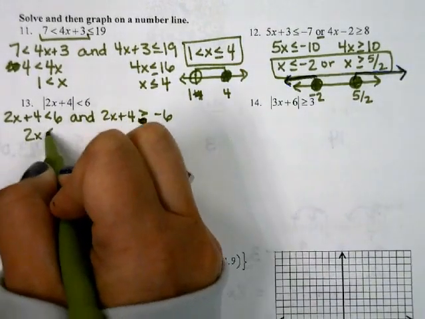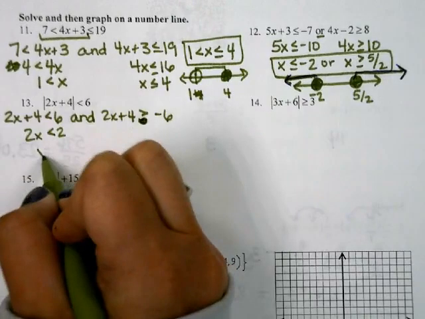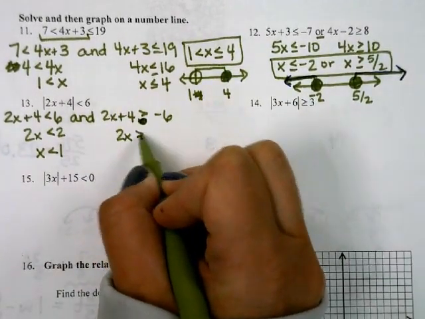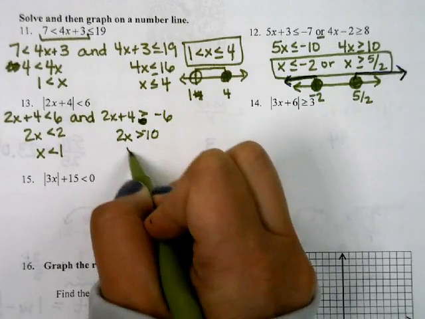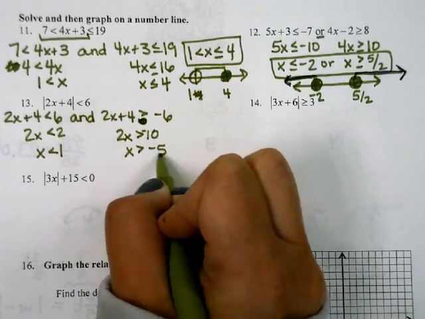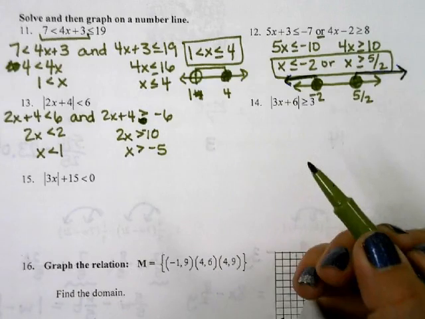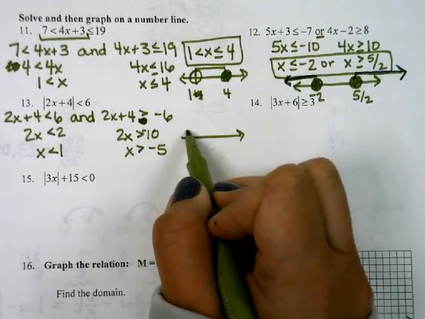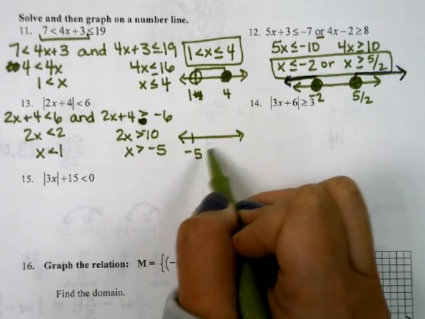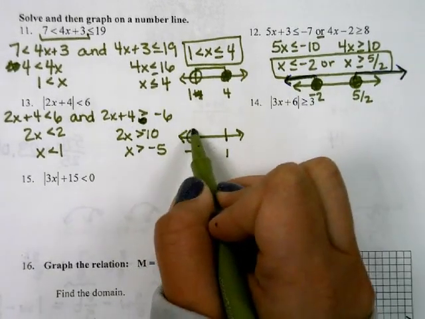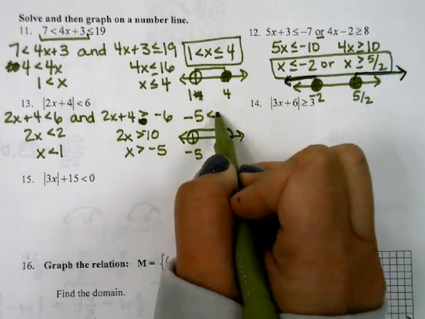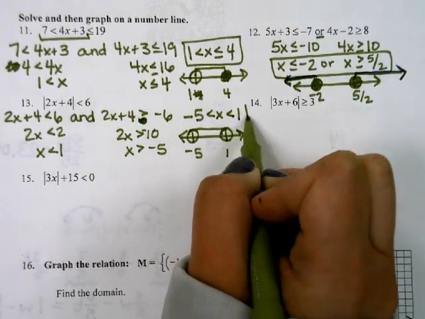So 2x is less than 2, x is less than 1, and 2x is greater than negative 10, so x is greater than negative 5. Now when I put that on a number line, I want things that are bigger than negative 5 and smaller than positive 1. So negative 5 is less than x is less than 1.